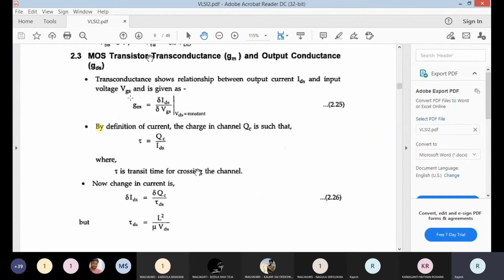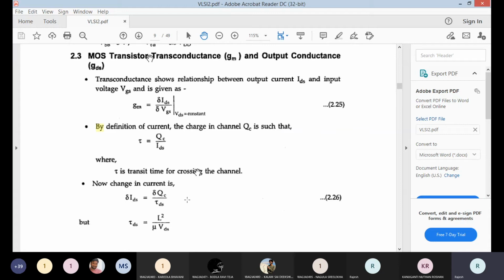So transconductance is related to conductivity. As you increase VGS, the rate of change of current with respect to VGS is transconductance at constant VDS. So this is calculated at constant VDS. Already you have the definition for current, IDS as QC by tau. Here I require tau, so I'm taking tau as nothing but QC by IDS.